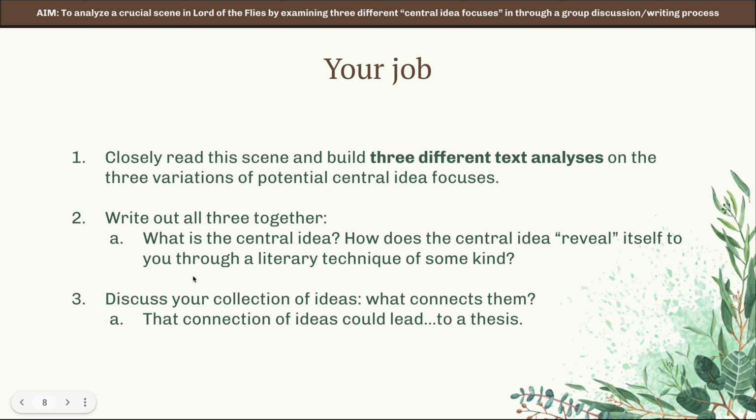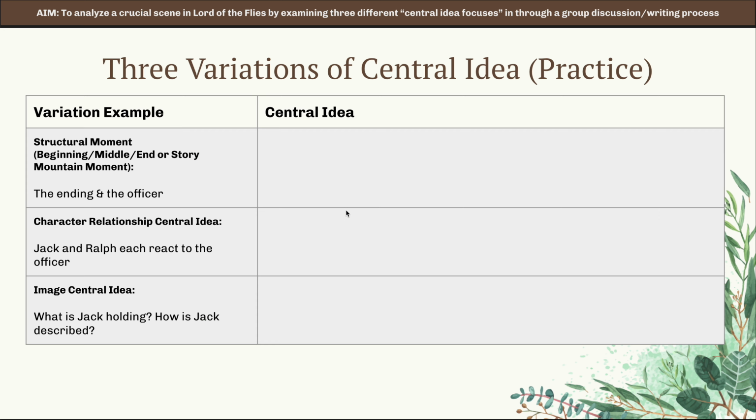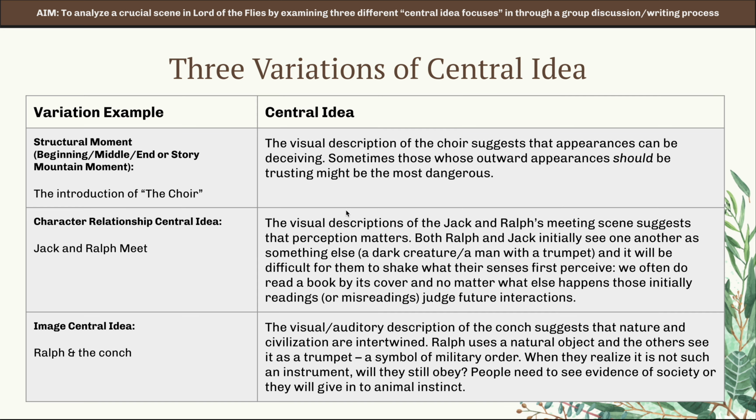So what I want you to do in class is you're going to come in, practice this, do 3 different text analyses as a book club group, and write them all out. What's the central idea? What's the technique that reveals the central idea? And this is kind of what we're building to long term here, is if we can find 3 kind of related ideas, because if you look at this, these 3 central ideas are distinct, but they're not that distinct. There's a connection there between all of them.